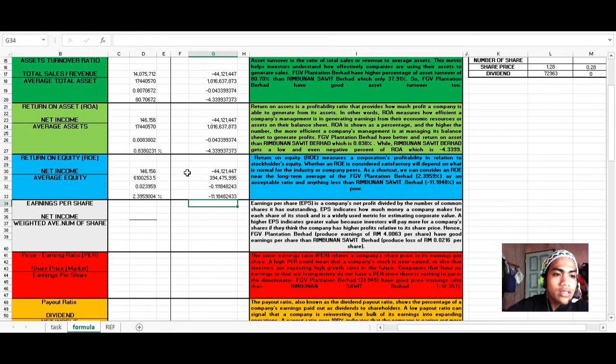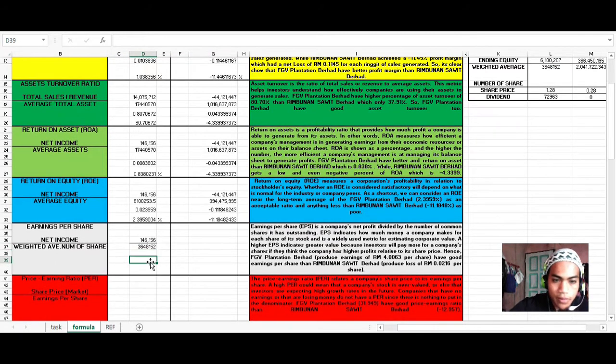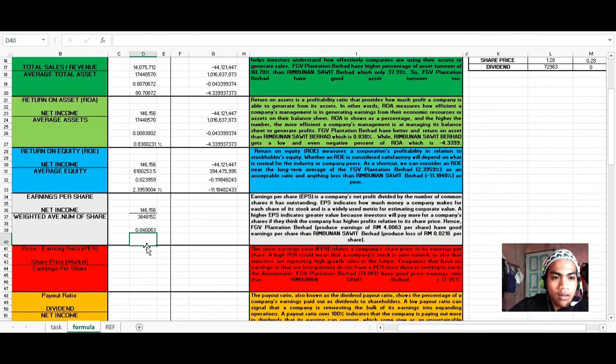So the next ratio is earning per share. Earning per share is net income divided by weighted average number of shares. For FGV, we get the net income from this, and for the weighted average we take from the financial table. So we need to divide it. Then we need to times 100. So we get 4%.